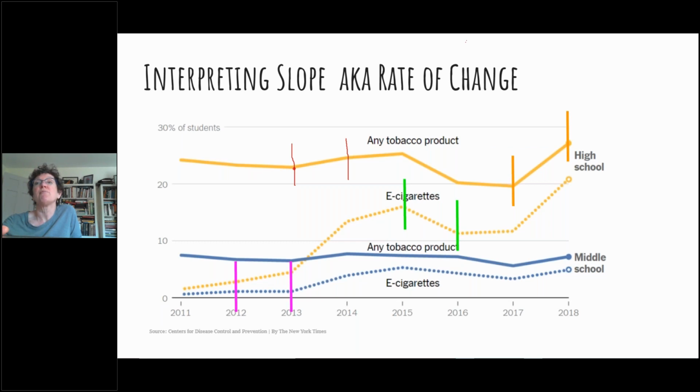So an increase of 7%, whereas this one went from maybe 23 to 24, 22 to 24, something like that. So a 2 or 3% increase, versus a 7% increase. So that's much higher. So look at this, these green bars.